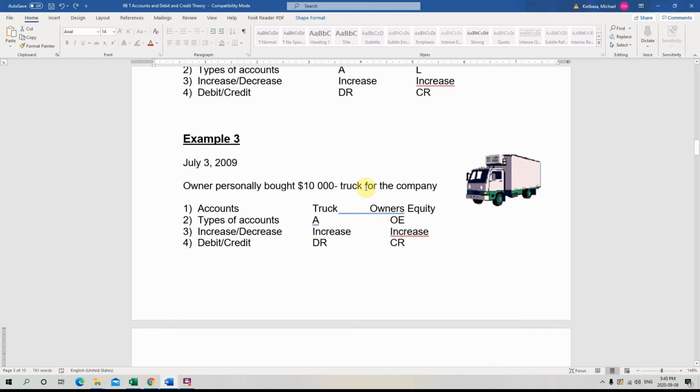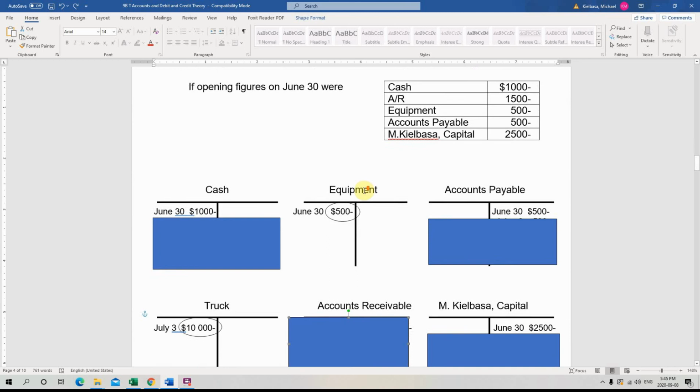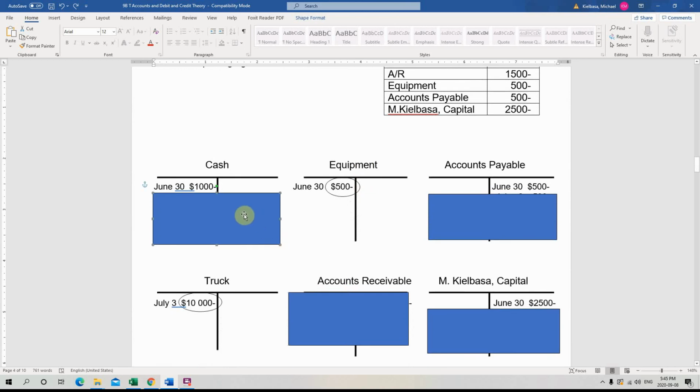So if you remember, cash goes up on July 1st for $1,000. And accounts receivable is also going to go down, so we credit for $1,000 on July 1st. So that transaction has now been recorded.